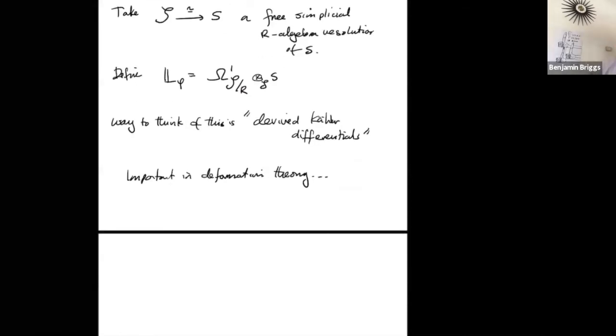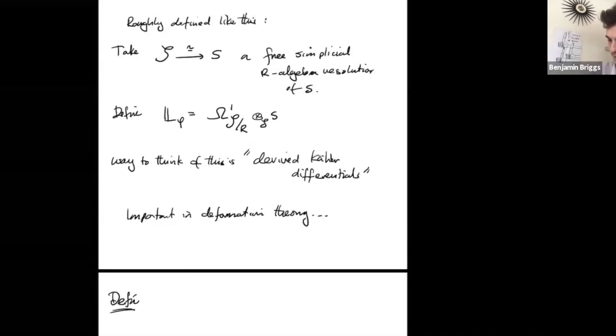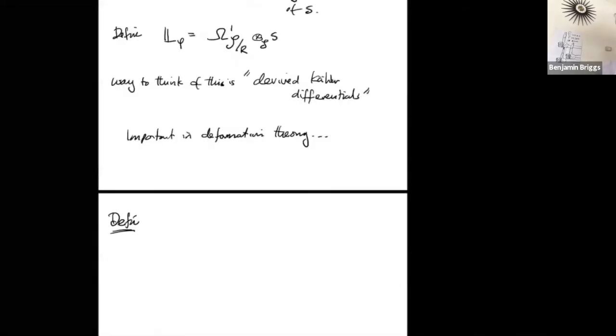So with this, if you want, you can just take it as a kind of black box that associated to every homomorphism is this complex like this, which is some kind of derived Kähler differential type thing, and that it does the following. And with this, you can do the following thing.